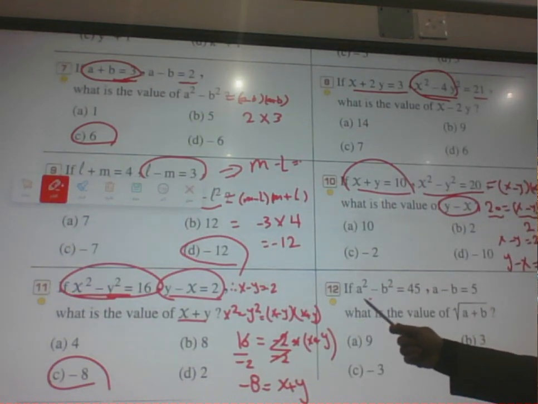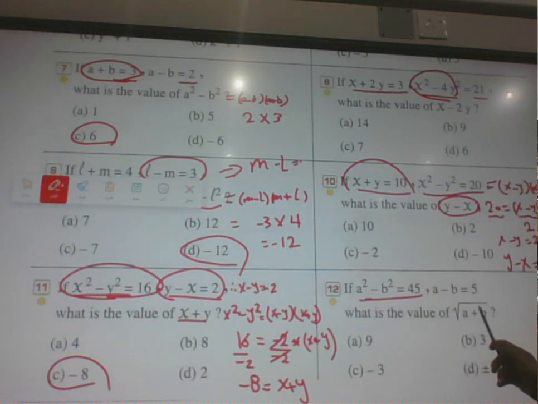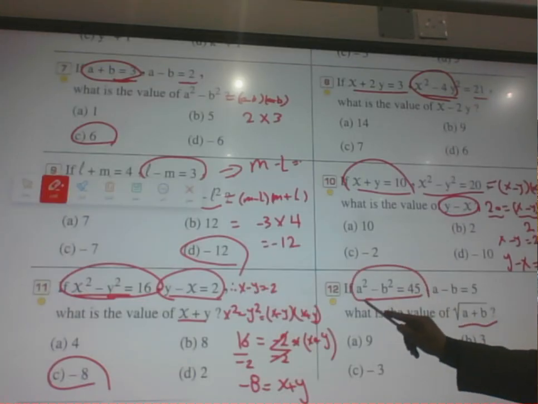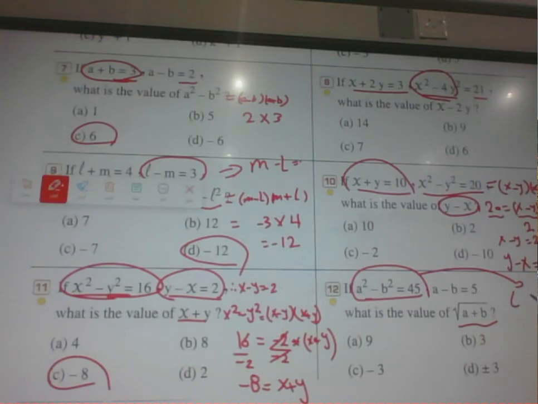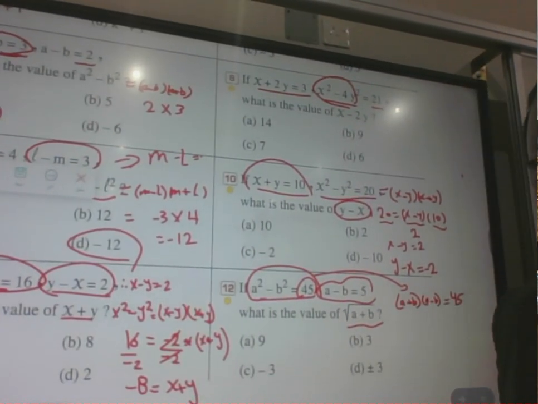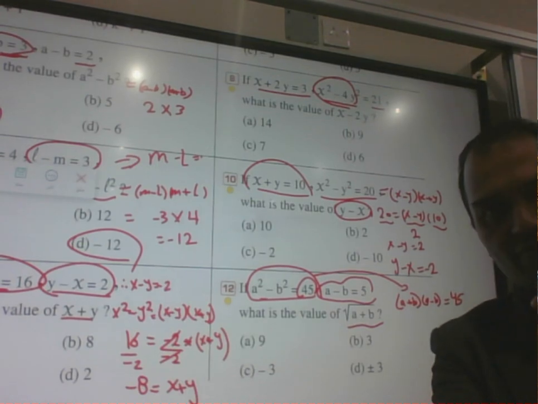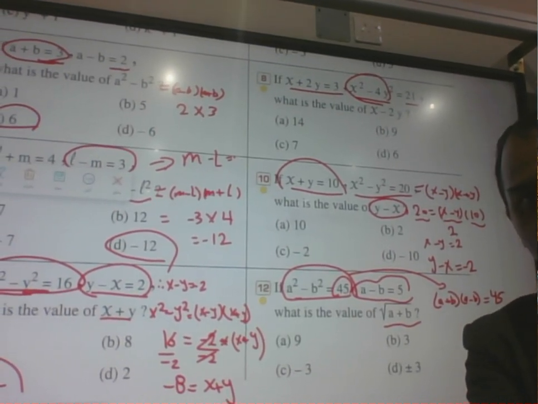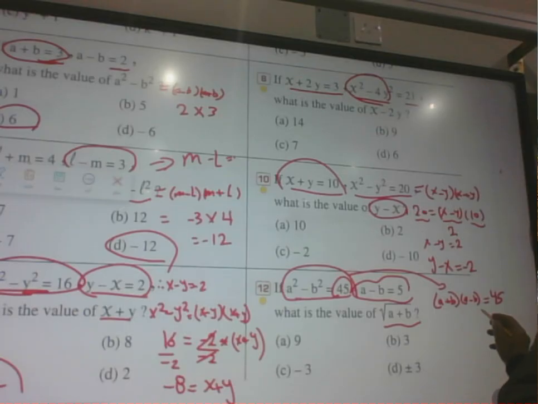If a power 2 subtract b power 2 equals 45 and a minus b equals 5, find the square root of a plus b. First, we can factorize this expression here. We can write the product between two brackets, a minus b and a plus b, and the product between them equals 45. Now he gives me this information, a minus b equals 5, okay? Then 5 times what equals 45? 5 times 9. Then 5 product by 9 equals 45.